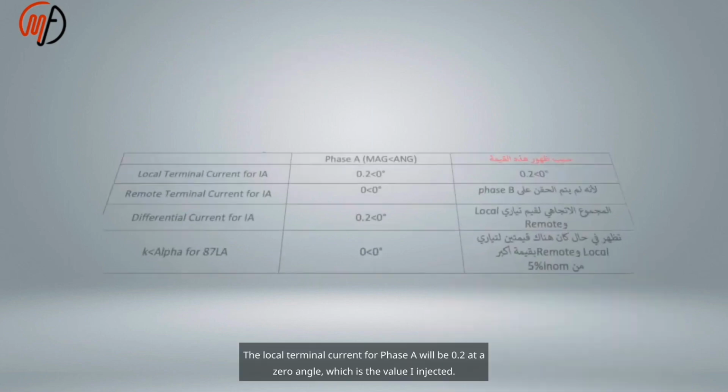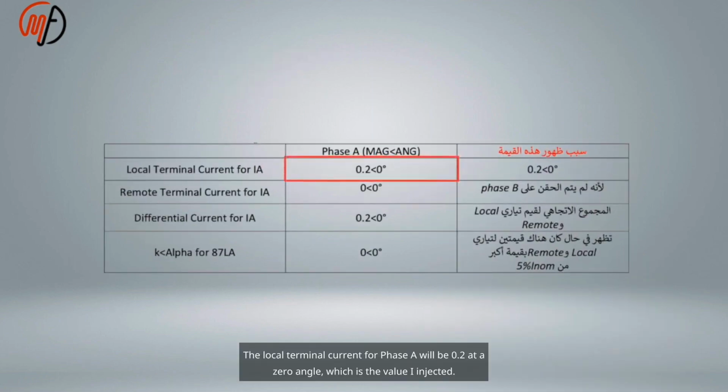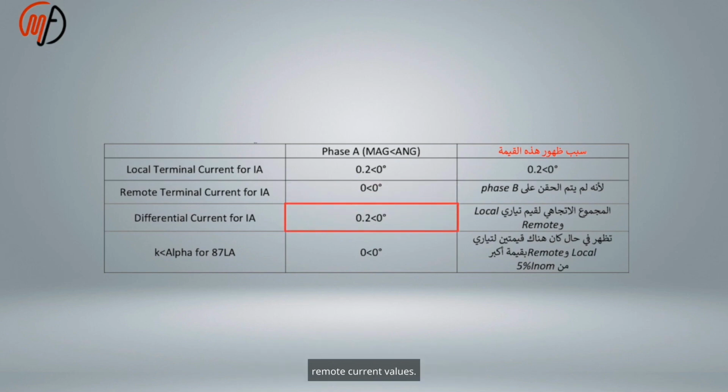When injecting 0.2 amperes at a 0 angle on phase A, the relay will read the following. The local terminal current for phase A will be 0.2 at a zero angle, which is the value I injected. As for the remote terminal current for phase A, it will be 0 at a zero angle because no current was injected on phase B. The differential current for phase A will be 0.2 at a zero angle, which is the vector sum of the local and remote current values.